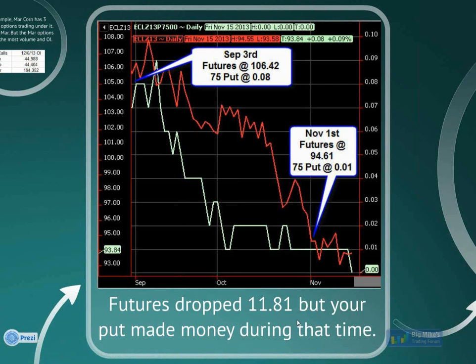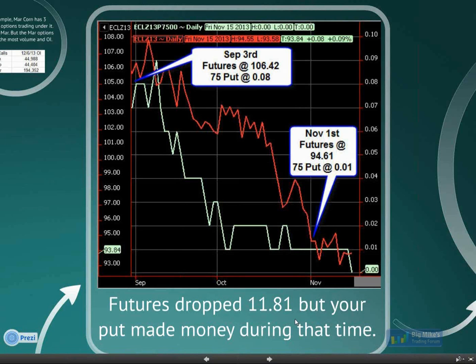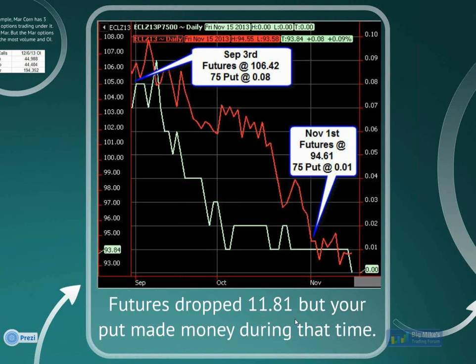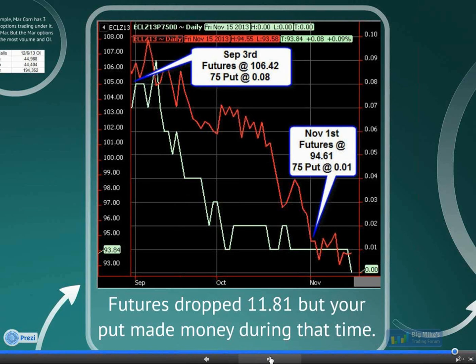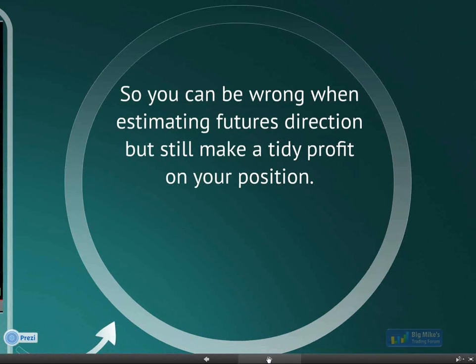You just have to be far enough out of the money, and you don't need a huge, quick move in the future against you, and the option premium, the time decay, will just wipe that out. So you can be wrong when estimating futures direction, but still make a tidy profit on your position.